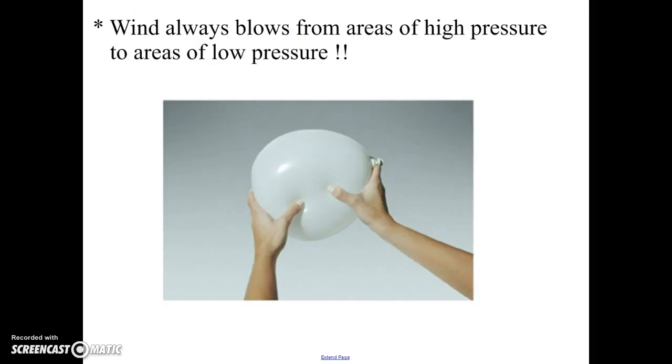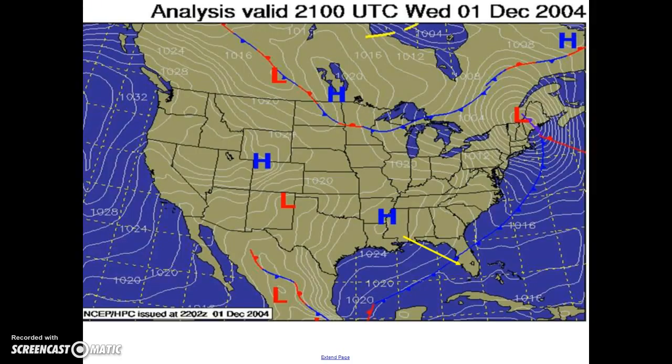Wind always blows from areas of high pressure to areas of low pressure. If you were squeezing this balloon here, and you eventually squeezed it so hard that it popped, would the air go into the balloon or out of it? It would go out of it because it's trying to get away from the high pressure to a place with lower pressure. So this is really important. We want to make sure we know that wind always blows from high pressure to low pressure.